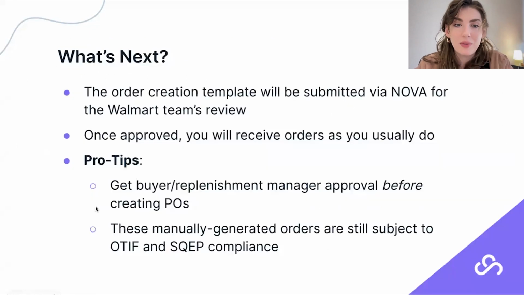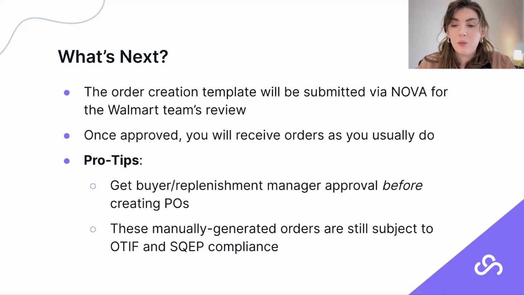So let's say we uploaded it and everything went perfectly and it says submitted. Now the Nova PO is submitted for your Walmart team's review. And once it's approved, you will receive those orders in your normal process. A couple pro tips from the suppliers we work with: get your buyer, your replenishment manager's approval before creating POs. Our suggestion is not to upload a random PO for something that you want to try.